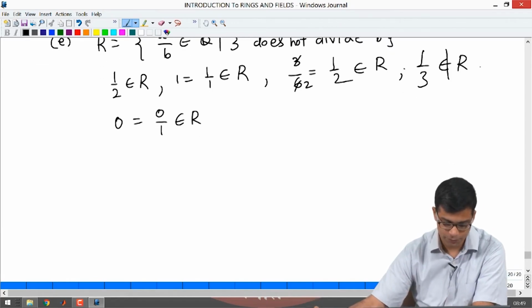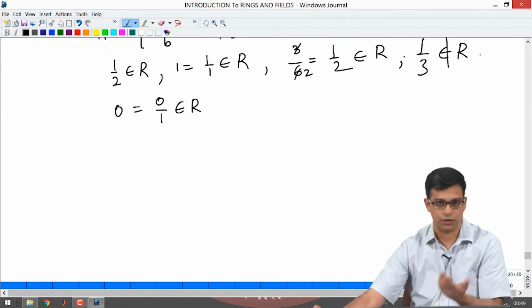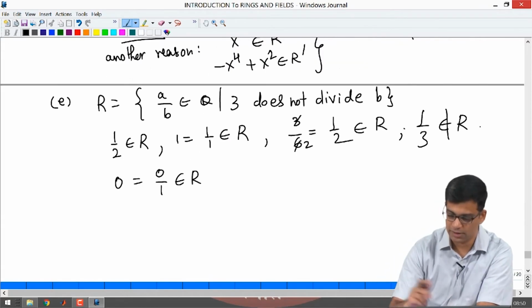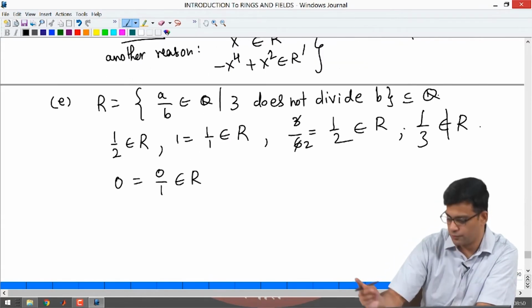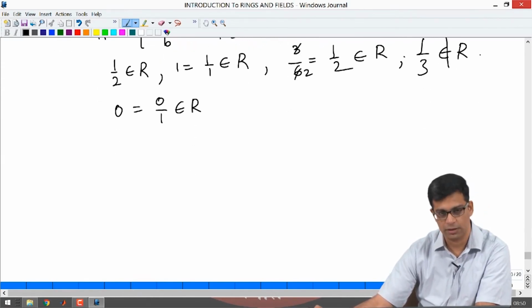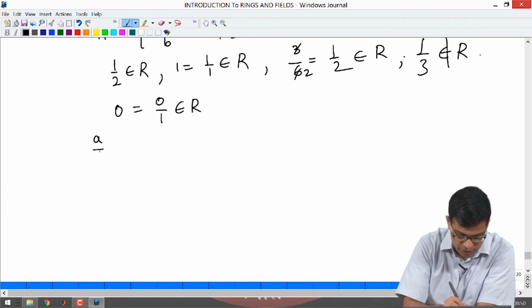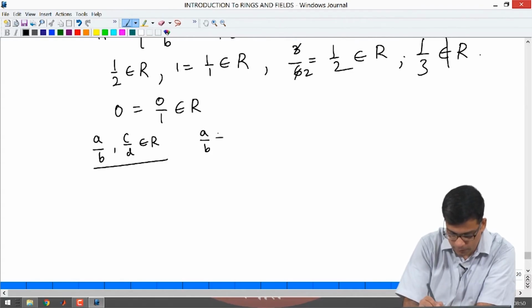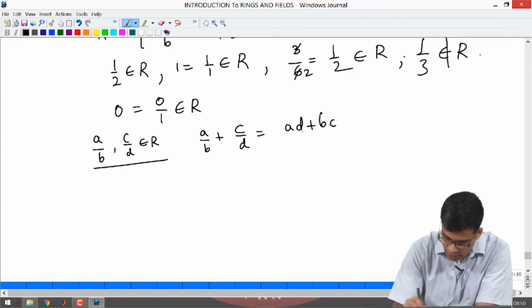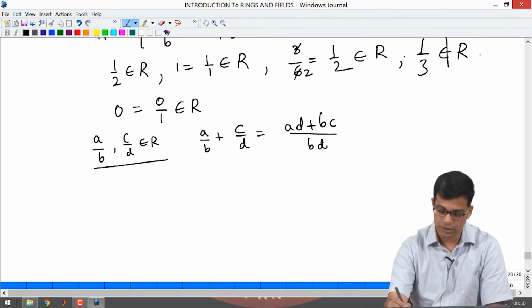That is a question. So, to check this, let us check the conditions for a ring. Remember again, the question whether this is a ring or not is the same as the question whether this is a subring of Q or not. So, it has 0 and 1. Now, let us take two elements in R. Let us consider their sum and see if it is also in R. What is a by b plus c by d? It is (ad plus bc) divided by bd. Now, is this in R?